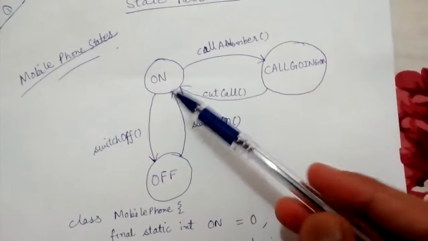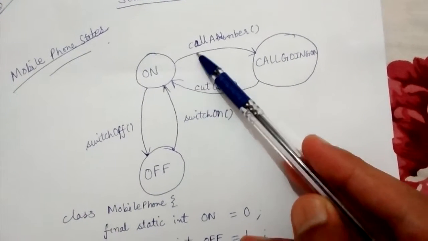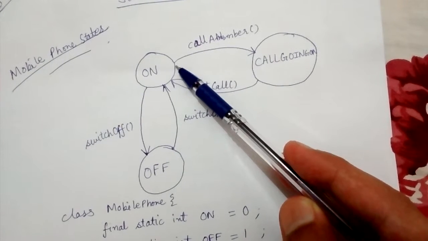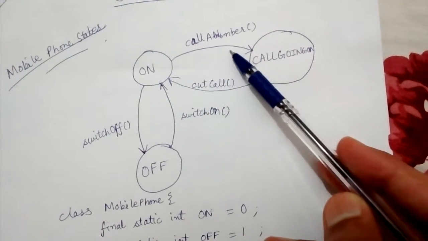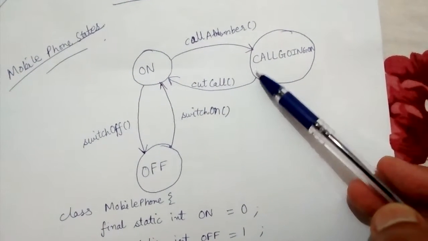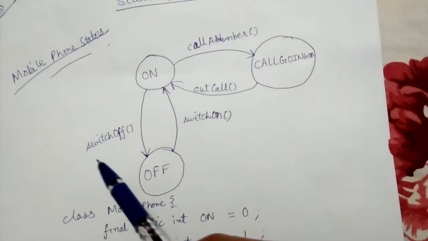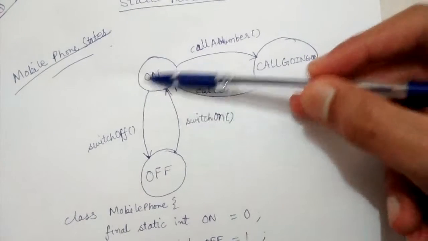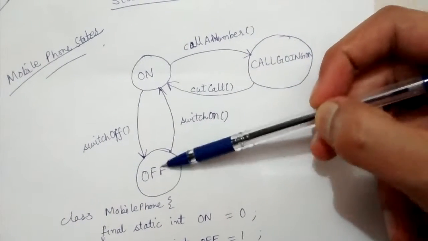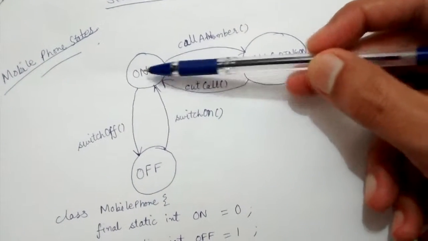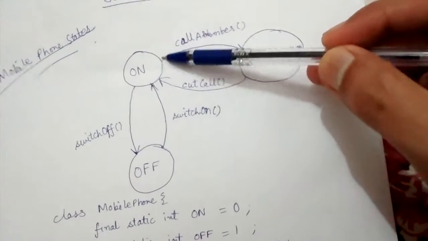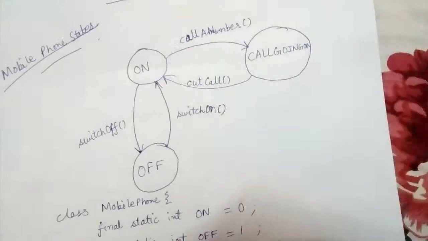So in any of these states, some method can be called. Like if we are in on state and we make a transition using this call a number method, we reach call going on state. So basically what it means is we are, let's say, in on state, we switch off the phone, we reach off state, we switch on the phone again, we reach on state, we call a number, we reach call going on state, we cut the call, we reach on state again. So this is what it means.